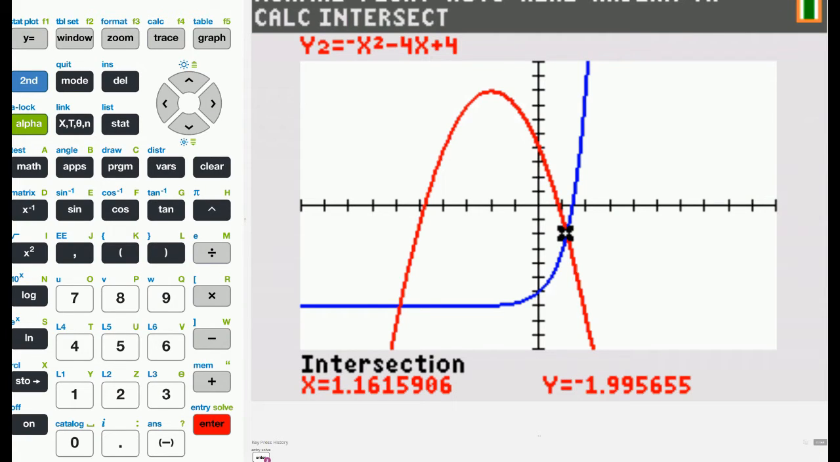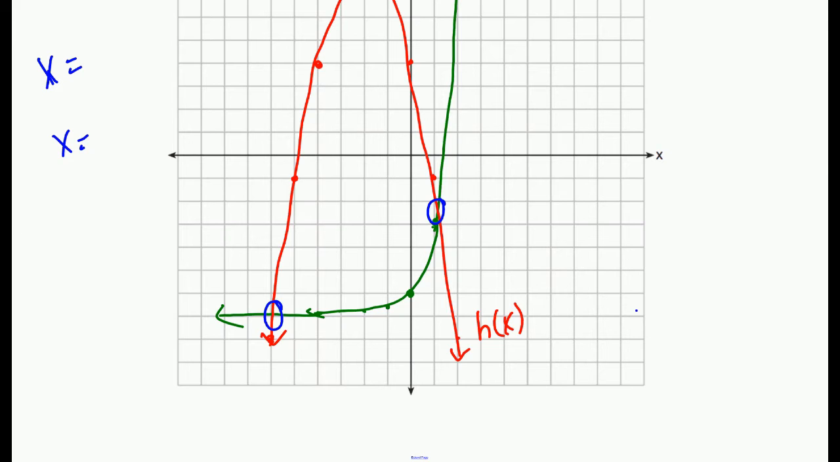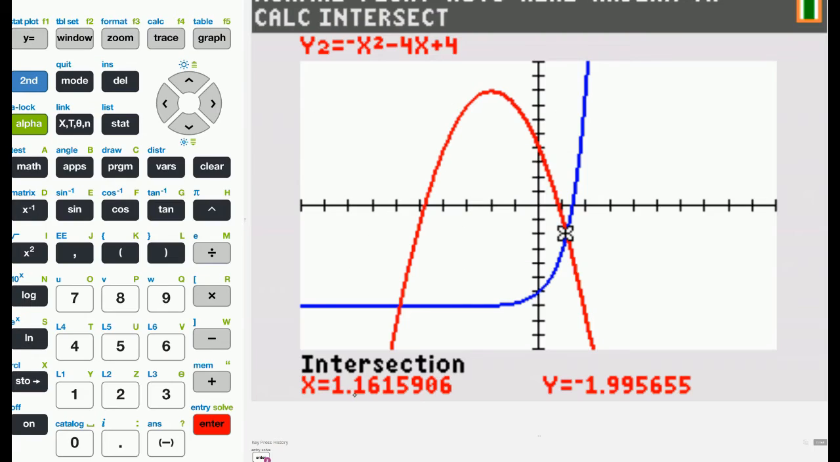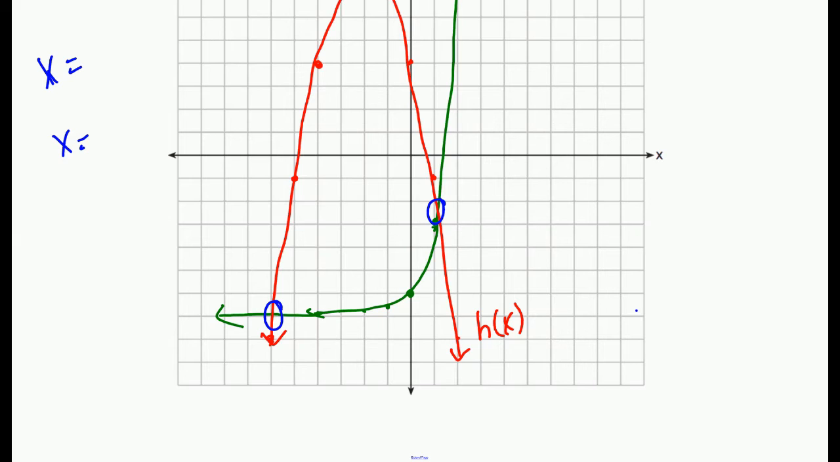So the first value, did I say what to round to? To the nearest tenth. The first value is 1.16, which rounds up to 1.2. So we get x equals 1.2 is approximately that intersection point.